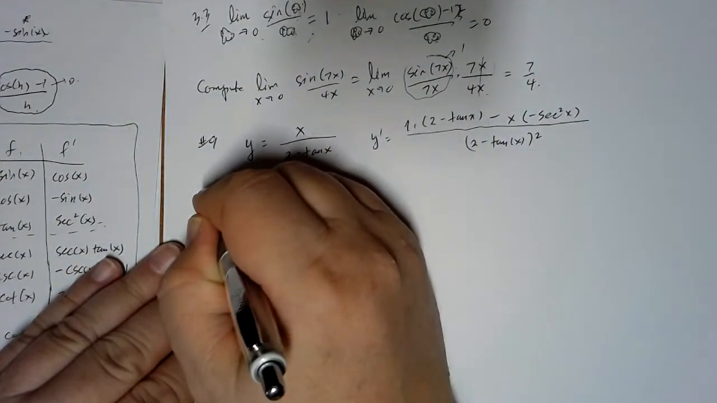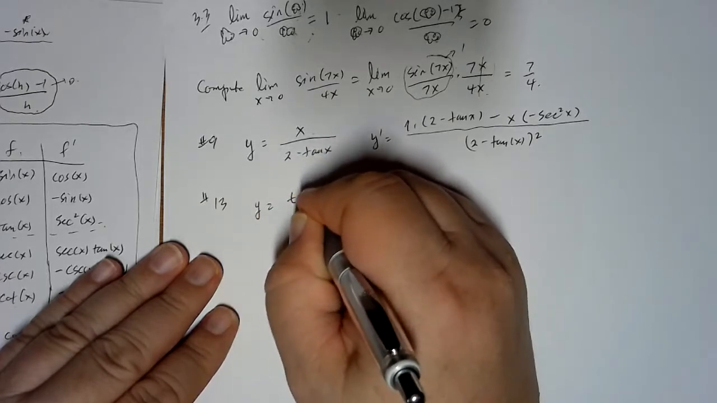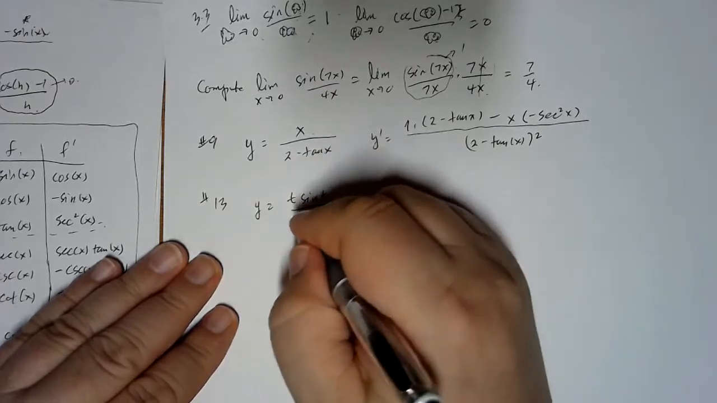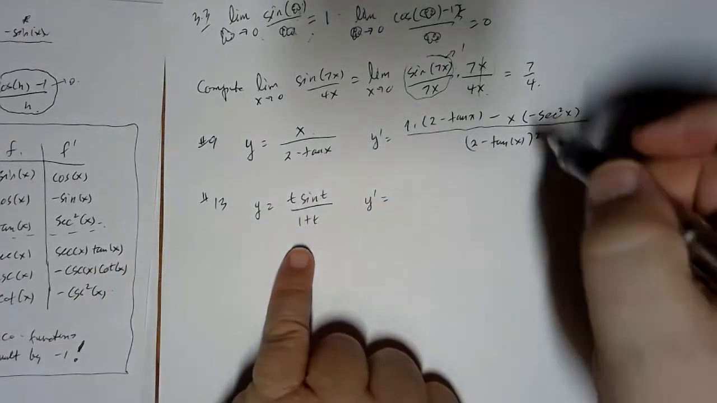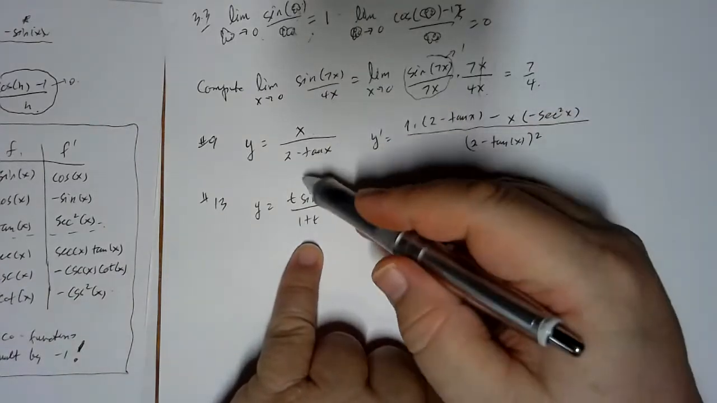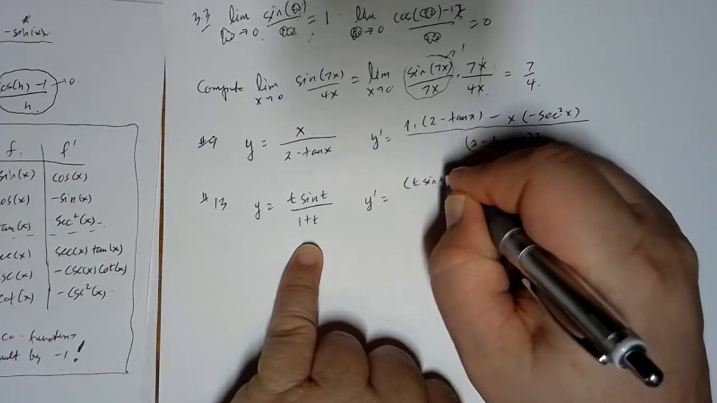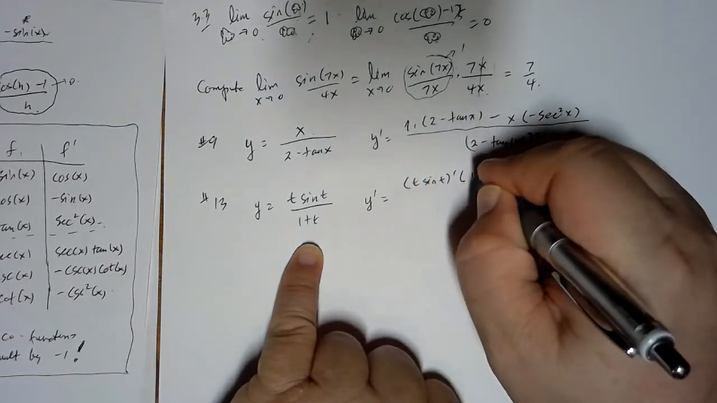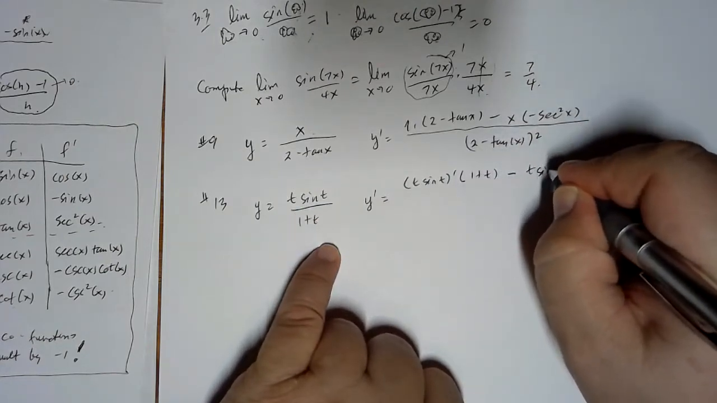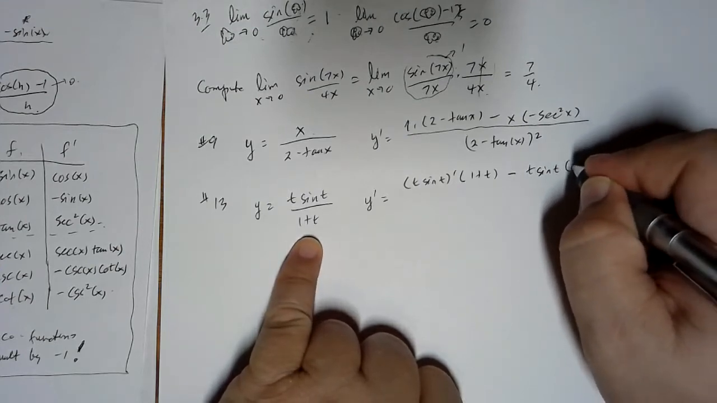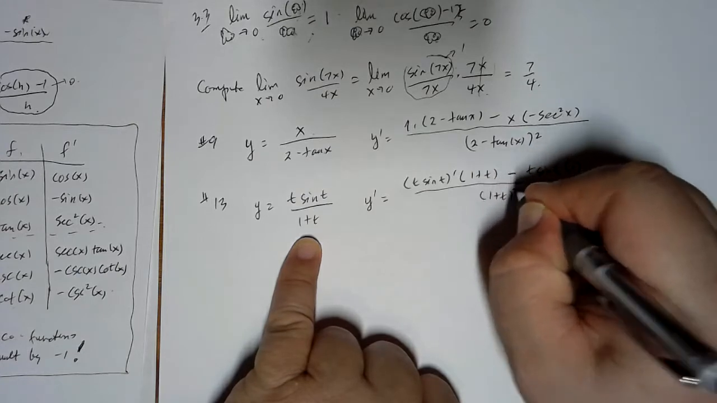Let's try number 13 in 3.3. That's y equals t sine t divided by 1 plus t. So what will y prime be? y prime is going to be the derivative of the top. But notice the top itself is a product. So what I might do is say this is going to be t sine t prime, times 1 plus t, so times the bottom, minus the top times the derivative of the bottom, which is just 1, all divided by the bottom expression squared.